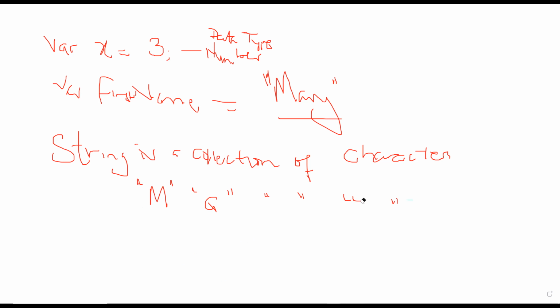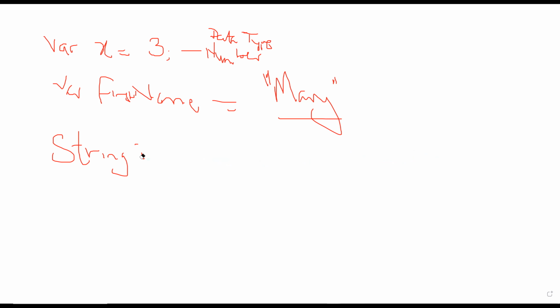Now, like I said earlier on, this is a type of data structure that can hold a single data. So this is one. I assign Mary to this.